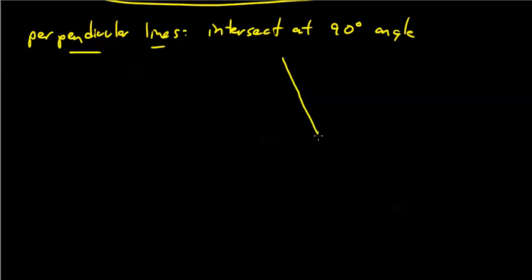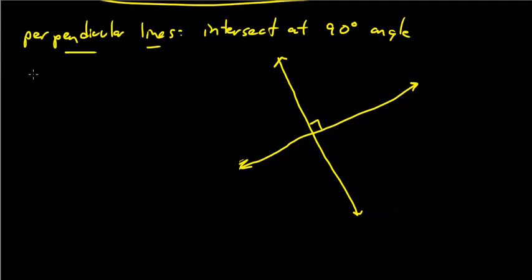Let's see, I've got one line here. Let's say I've got a line with a pretty steep negative slope. If I just draw another line here, yeah, it looks a little better. I'm trying to indicate a 90-degree angle here. These are perpendicular lines. Okay? Perpendicular lines, I'm sure you've heard this before, have negative reciprocal slopes.